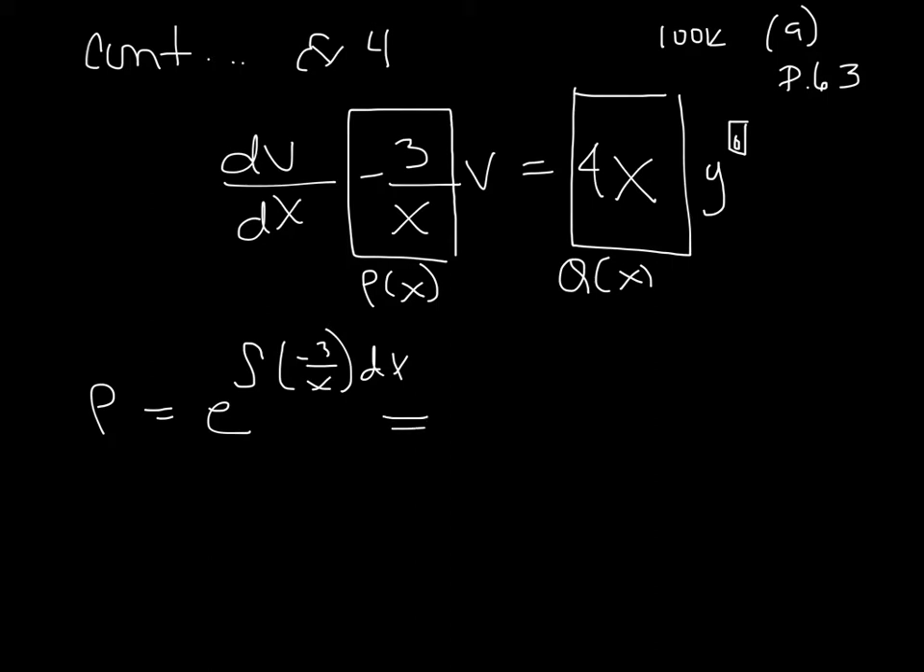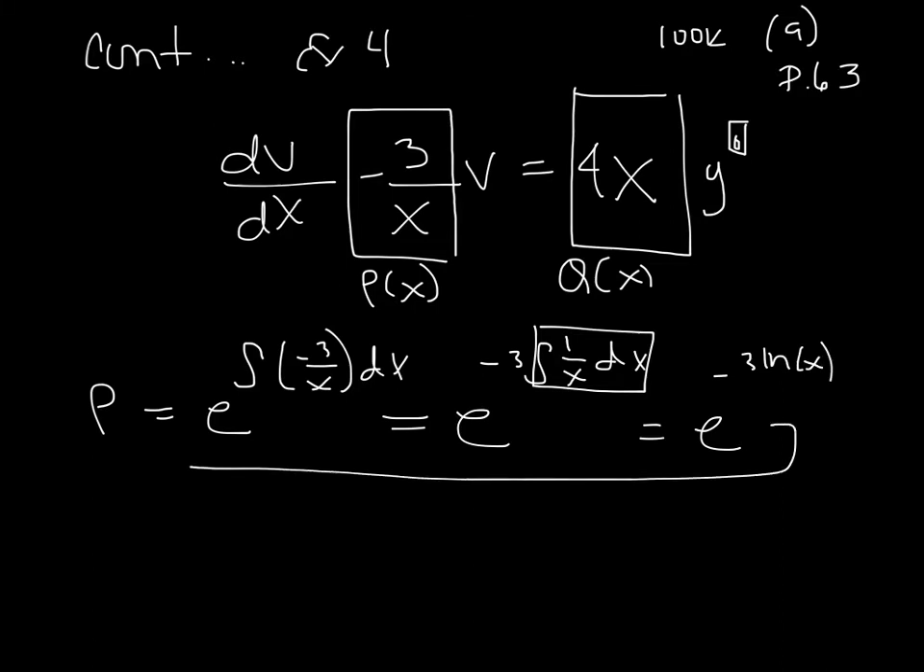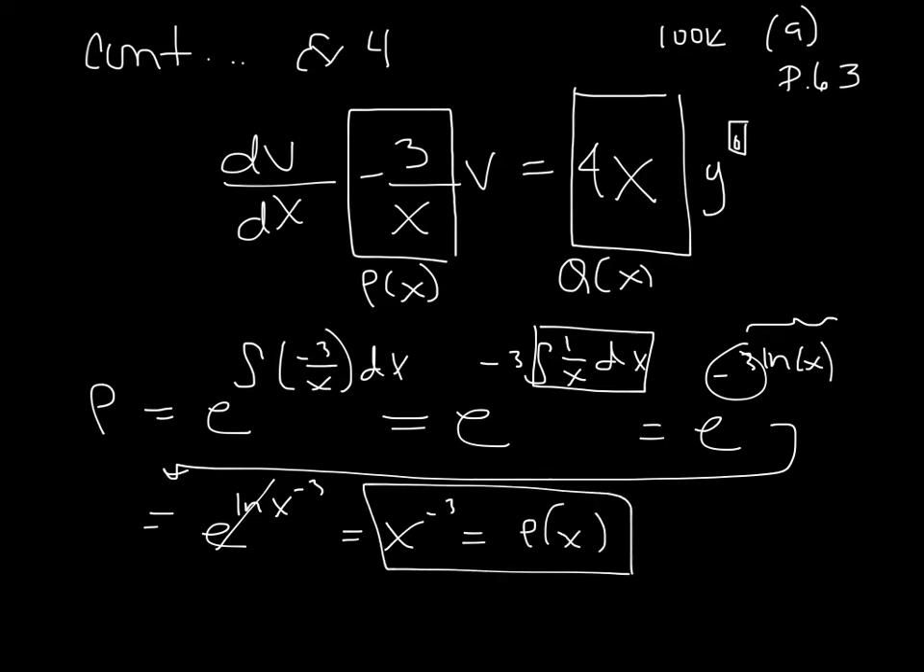Okay, so we have e, and we can take out our constant -3, so -3 integral of 1 over x dx. Well, this is nice because this is e to the -3, and this guy is just the natural log of x. And we're working with a natural logarithm, so I can use properties of logarithms and rewrite this as e to the ln of x to the -3. This guy is really a power. And then this is really 1, so we're just left with x to the -3. So that's what my rho of x is.